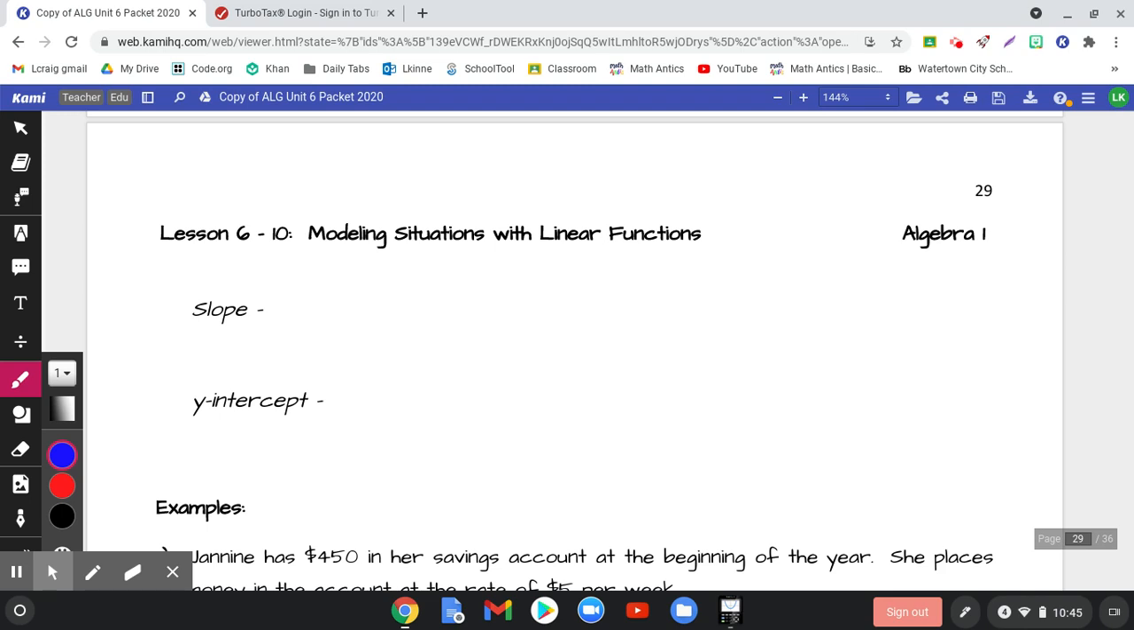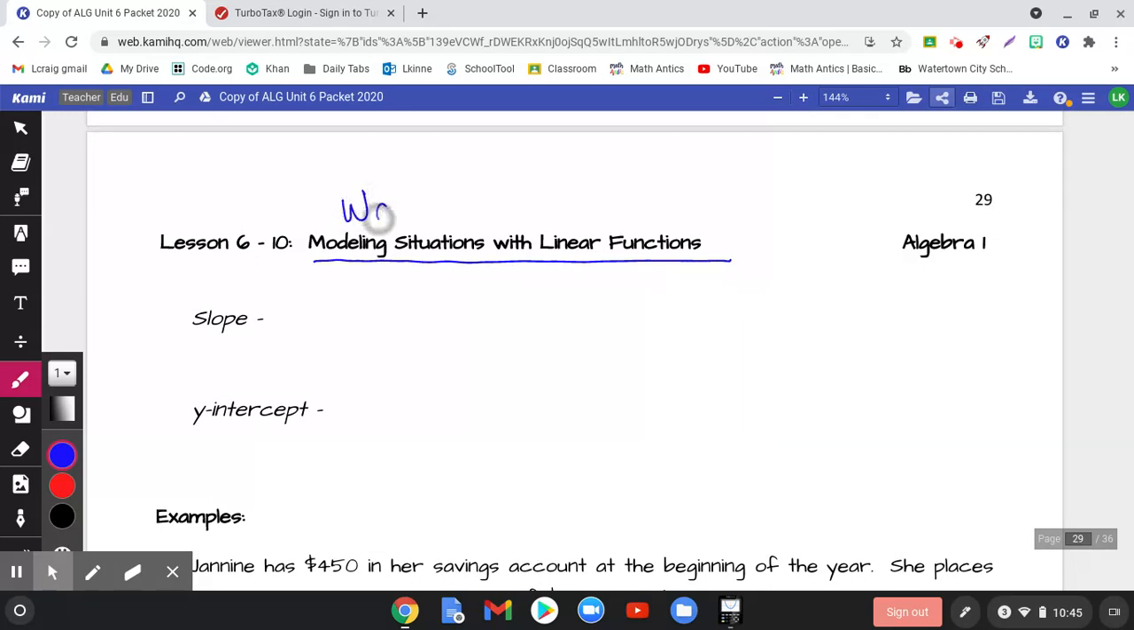Hi everybody, we are getting towards the end of this unit on linear functions, and to finish it off we're going to have a couple lessons on modeling situations with linear functions, which is just kind of a fancy way to say word problems. So let's get into it.